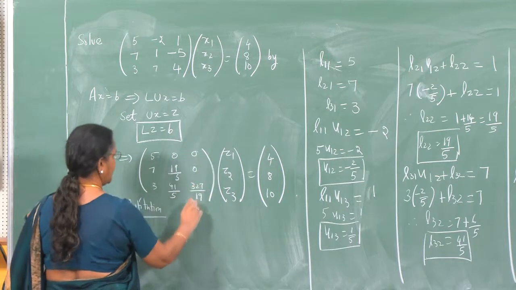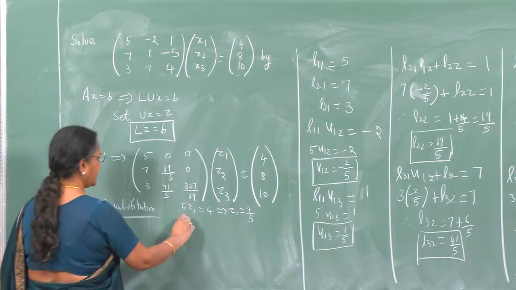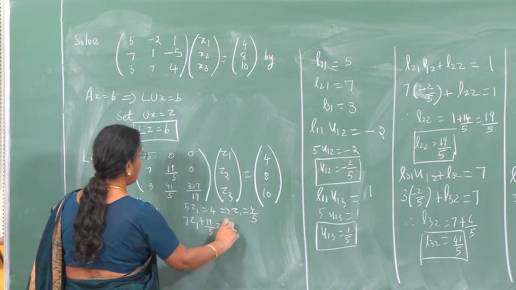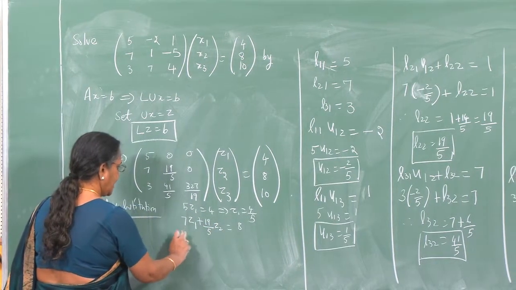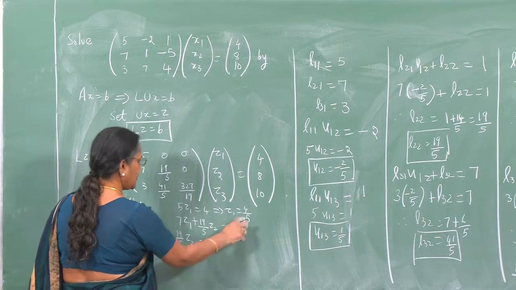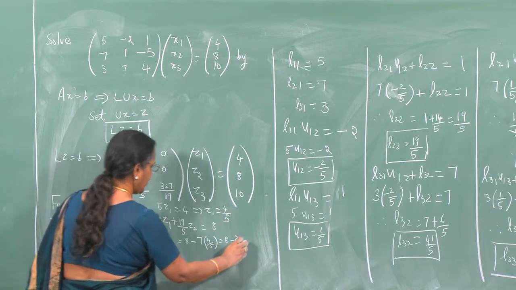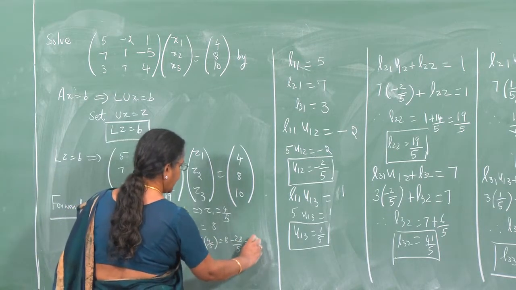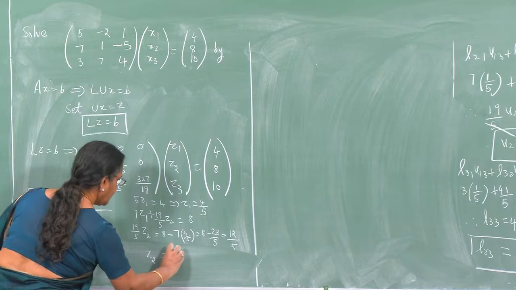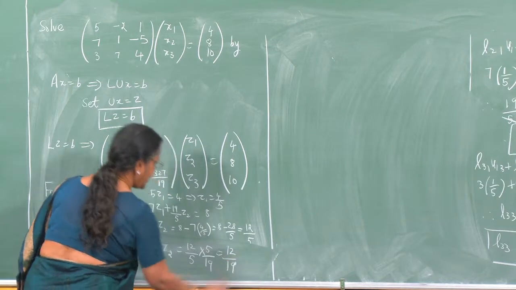The first equation is 5z1 equal to 4. So, z1 is 4 by 5. The second equation is 7z1 plus 19 by 5 z2 is 8. So, 19 by 5 z2 is 8 minus 7 into z1, that is 4 by 5. So, 8 minus 28 by 5, so 40 minus 28, so 12 by 5. This gives z2 to be 12 by 5 into 5 by 19. So, it is 12 by 19.